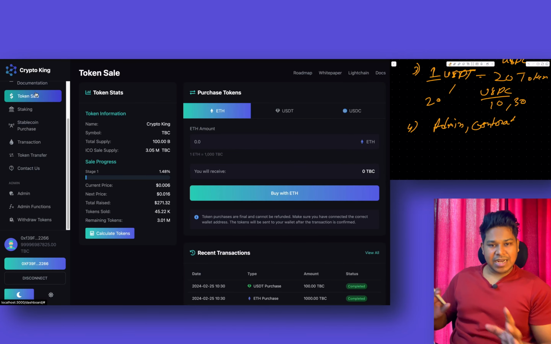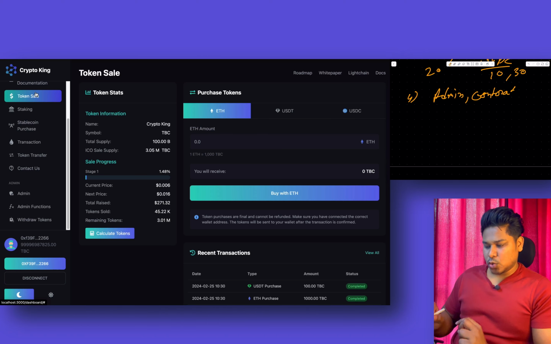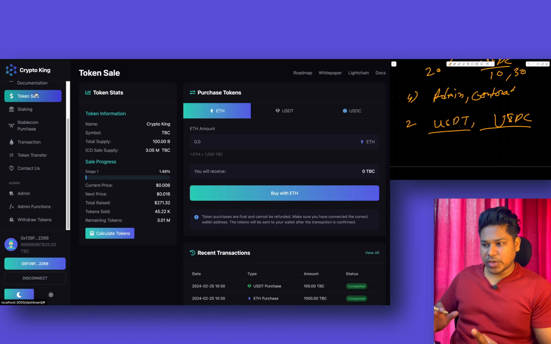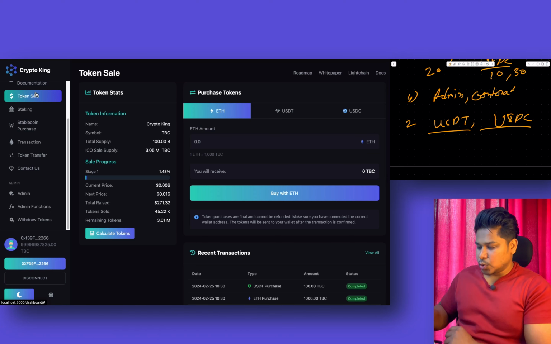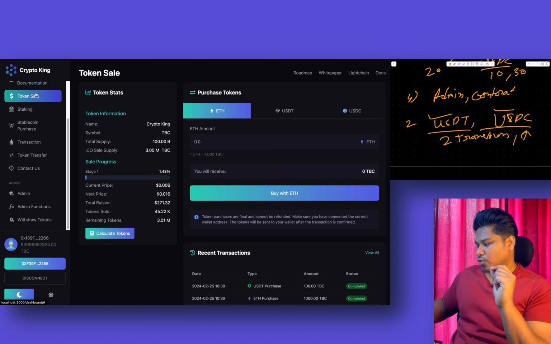I hope you can understand my point that we are following the stable architecture, meaning whatever price you set for the token is going to be applied to both USDT and USDC, but you have an option as an admin to make a separate pricing. So when you buy the token using any one of these tokens, it is going to take two transactions. First is going to be approval and the second one is going to be buying.